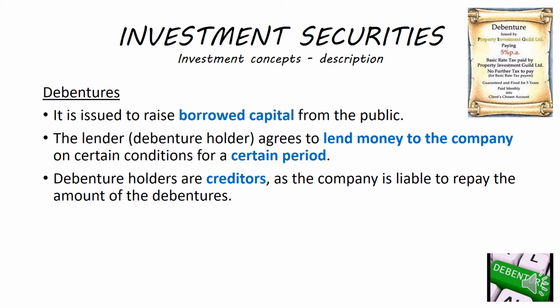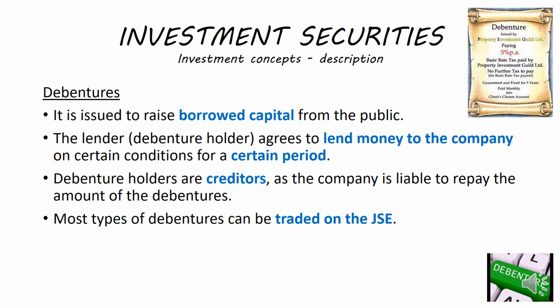All right. The difference between a shareholder and a debenture holder is that a shareholder is part owner of the company and a debenture holder is a creditor. All right, so the company is liable to repay the debentures. The holder of the debenture will be receiving his money back after a certain period of time.